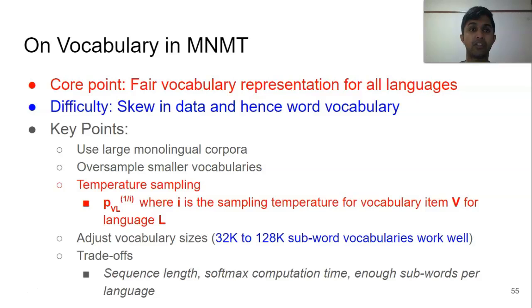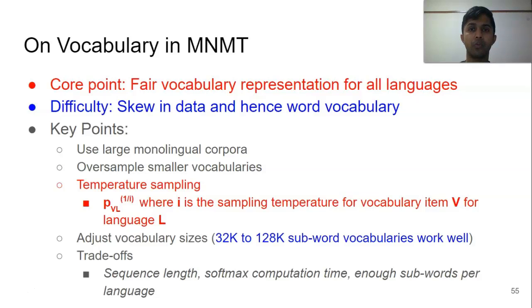However, there is a skew in the data for different language pairs, and therefore there will be overrepresentation of some languages and underrepresentation of some other languages. To be more specific, we know that German is a resource-rich language, whereas Lao is a resource-poor language. So if we just combine the corpora for German and Lao, where Lao has smaller corpora, we know that the vocabulary for German will be much larger than the vocabulary for Lao, and therefore the representation in the multilingual model for German will be much better.